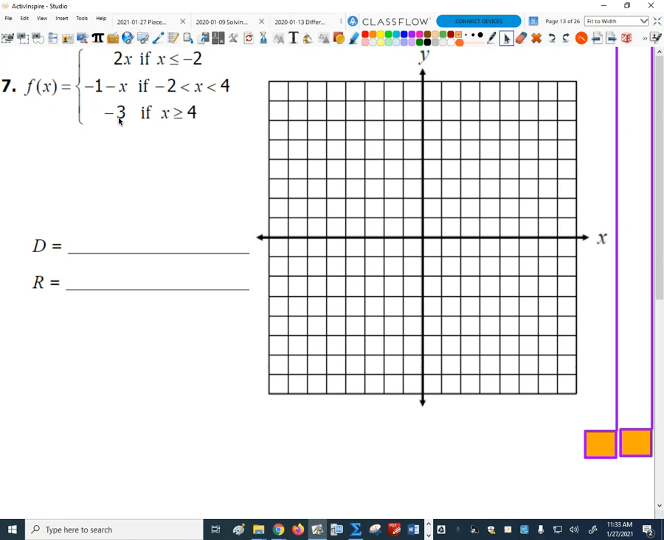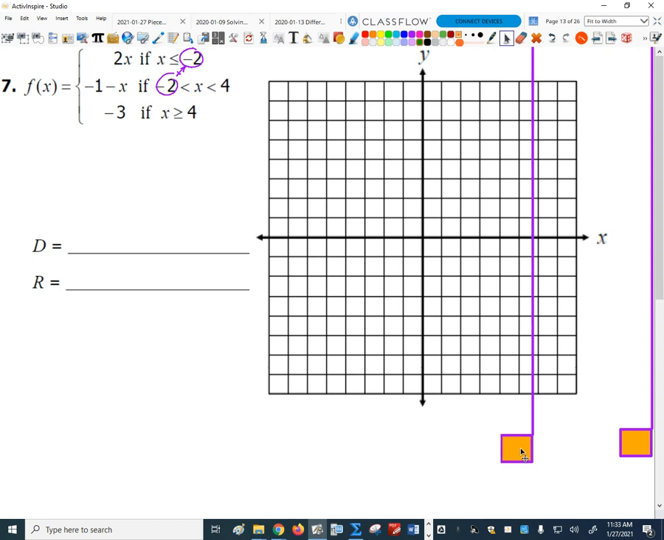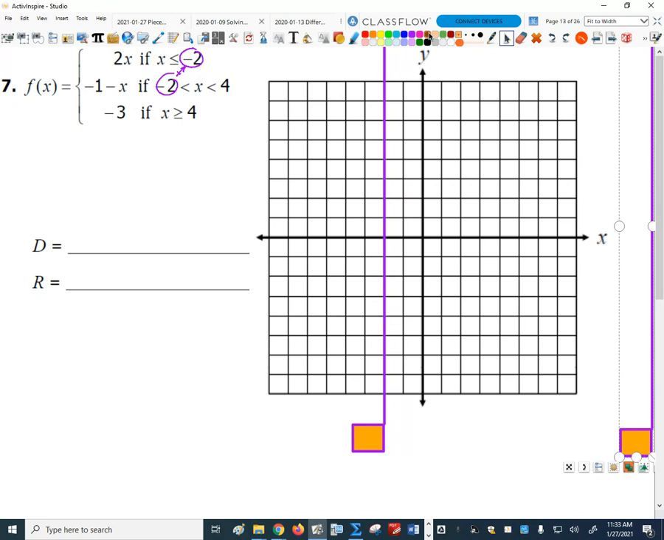Everybody see that? Look, I'm making one transition here at negative 2, right? That's where I'm making one transition. So I'm going to put one boundary line at negative 2, and then I'm making another transition here.